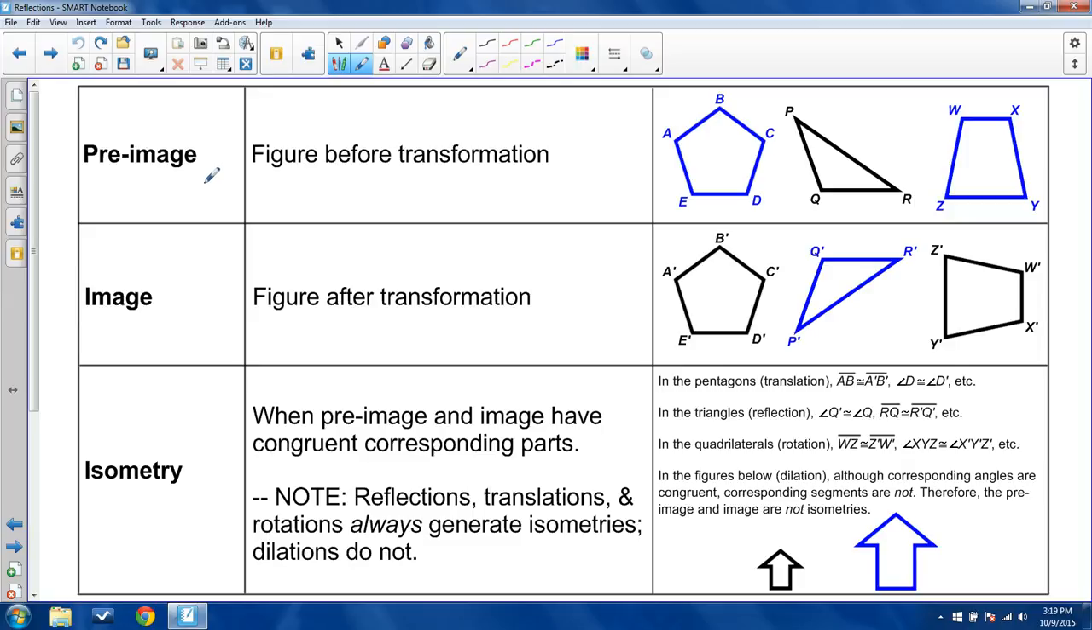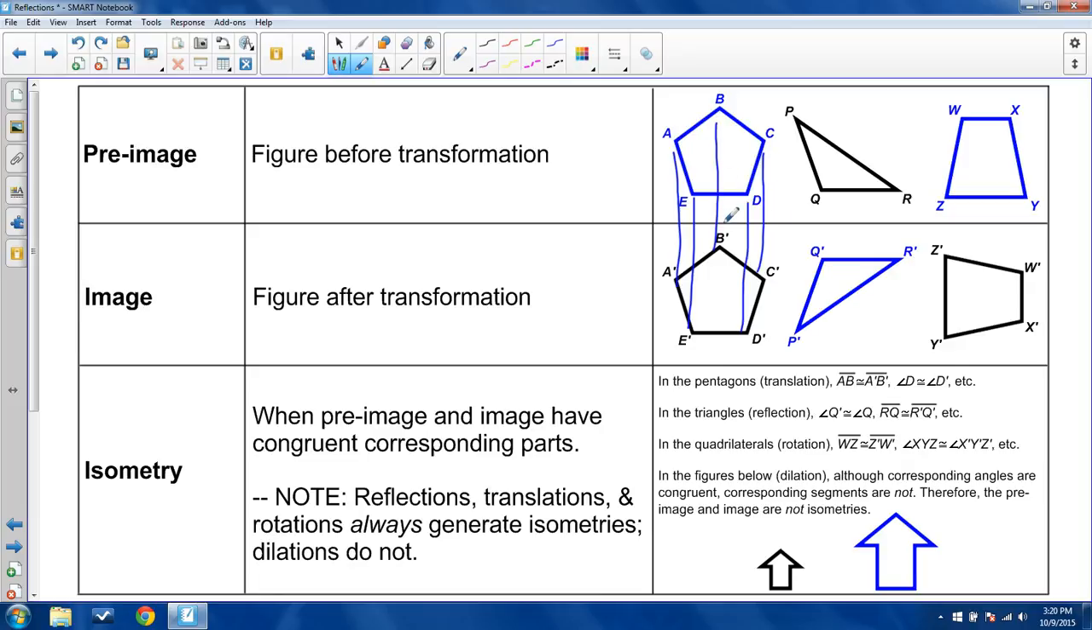Okay, so just like translation and dilation and rotation, I'm going to be showing you this slide here that defines pre-image, image, and isometry. Now, pre-image and image are the figure before and after the transformation of some sort of object or point or set of points or whatever. So in this first example here, you have a pentagon that has A transposed to A prime, B to B prime, etc. This is an example of a translation where every point in this object is literally shifting down to here. It's basically the same exact thing.